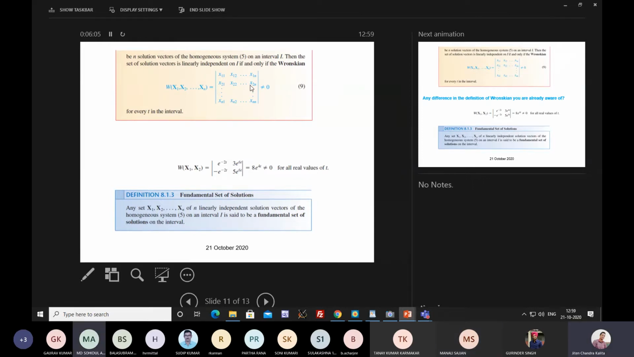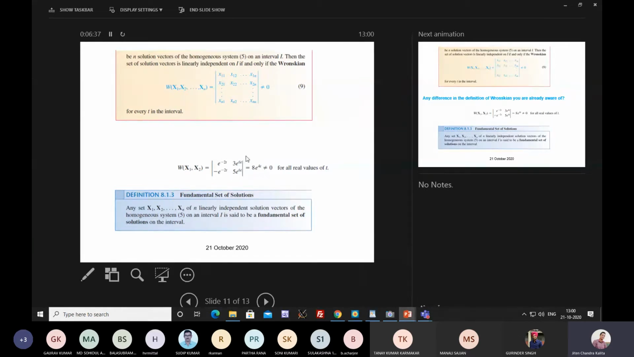Yes, sir. So that is simply the difference. Now, in the previous case, if you recall, I was taking two solutions, x1 and x2. If I want to find their Wronskian, I am simply going to put them into the columns. This was x1 and this was x2.